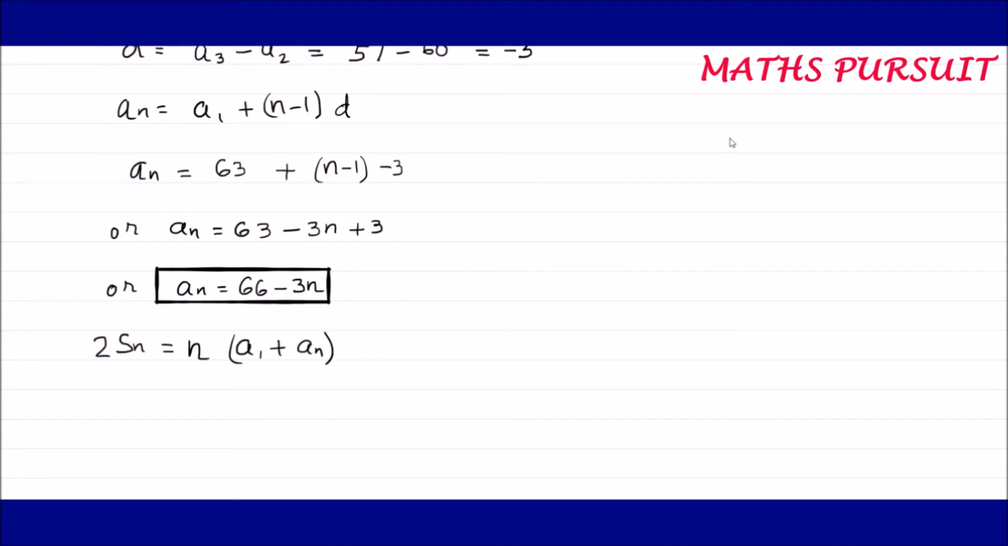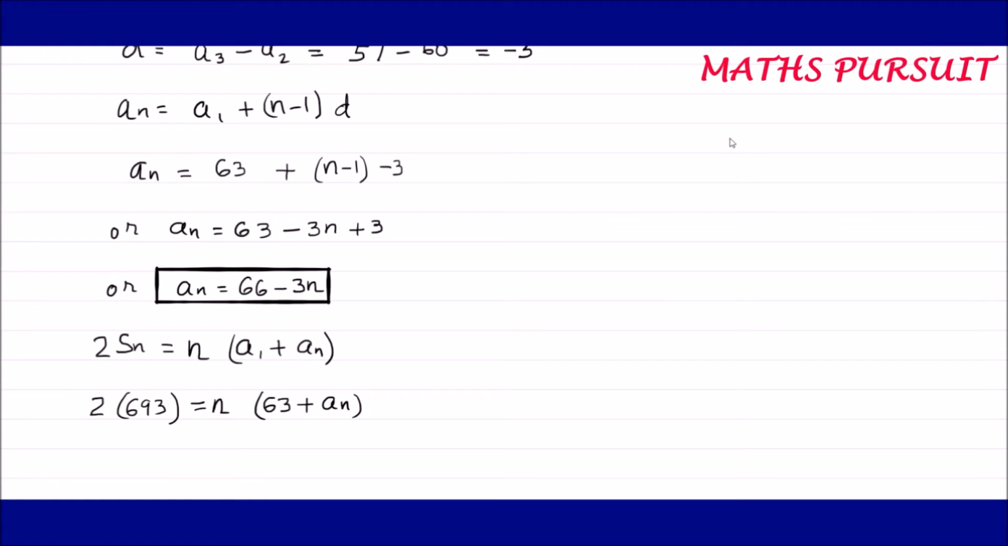Now what I am going to do is put in whatever values we know, replace these values in this formula and see how we are doing. So I can write 2 into Sn. The Sn value is 693, this is what is being given, is equal to n. The n value we don't know because we need to determine it, so we will just keep it as n, and a1 is 63 we know, plus an.